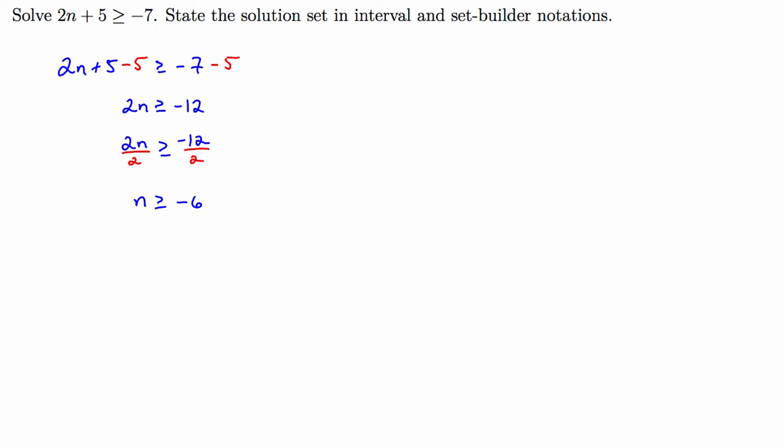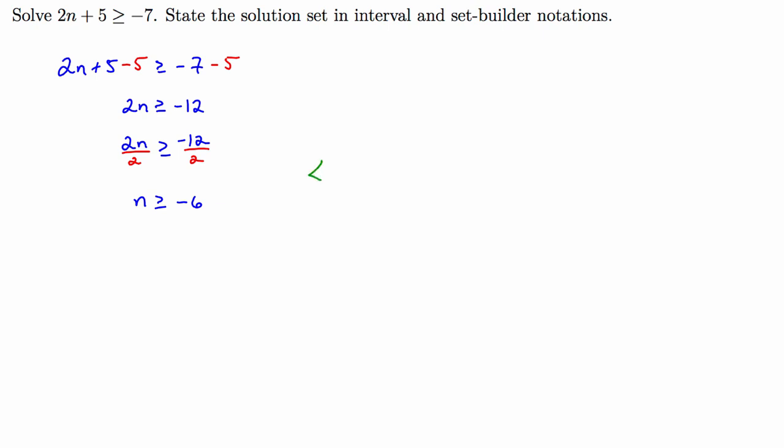This indicates that if we take negative 6 and substitute that in for n in the original inequality, or any value that is greater than negative 6, we obtain a true statement. To state the solution set in interval notation, it can be helpful to visualize this solution set, n is greater than or equal to negative 6, on a number line.